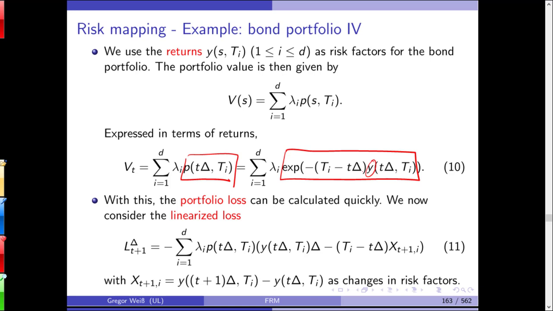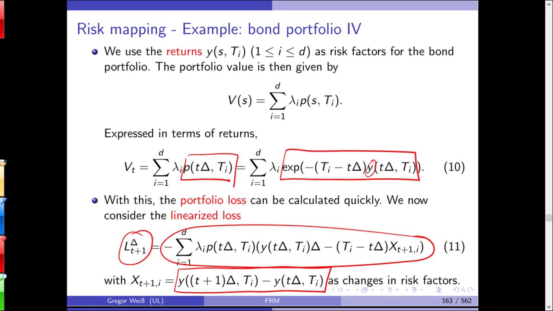And you can see it's a little bit unpleasant, the notation. These are the changes in the yields. These are the risk factor changes. And the linearized loss is given by this expression here. And what you can see now is, you have what? The linearized loss is given by the number of bonds I hold with maturity I times price over more or less total price times this expression here.